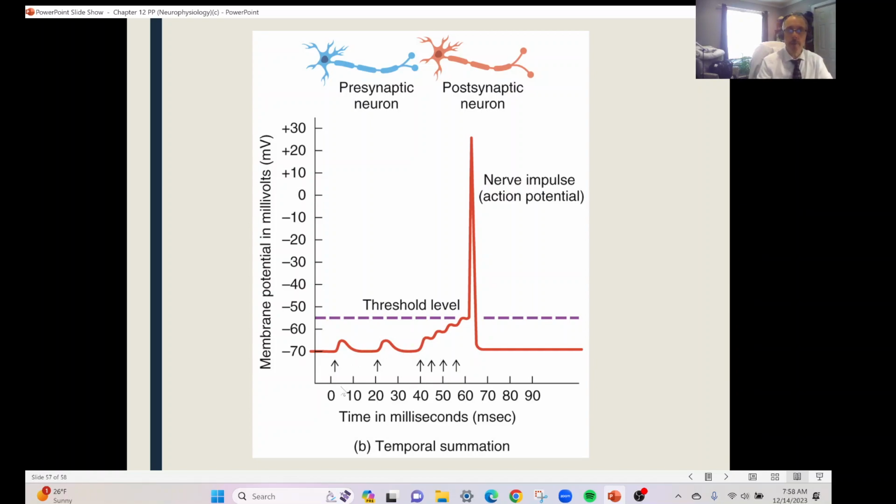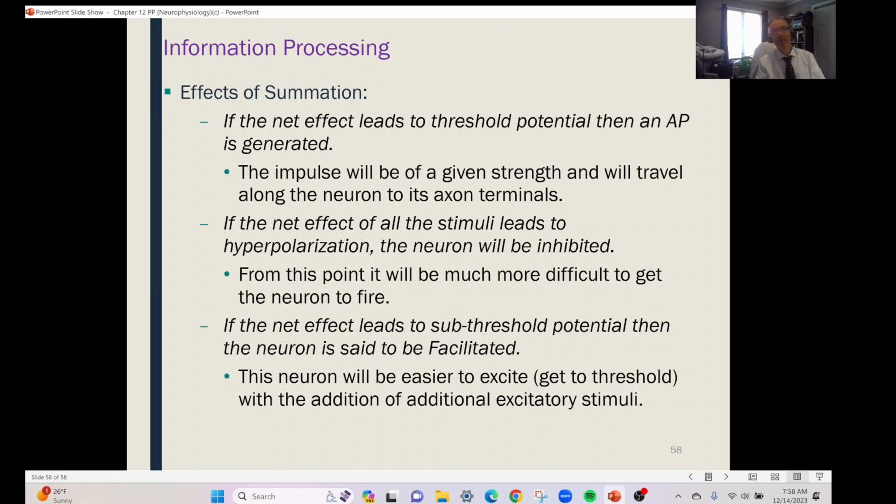I talked about that in a previous lesson. But the concept is that one neuron is firing repetitively at another neuron. That is temporal summation. So let's summarize this. Here's the effects of summation. If the net effect leads to threshold, then an action potential is generated. So all I'm saying, whether it's temporal summation or spatial summation, if we get to threshold, that minus 55, then an action potential will be generated.